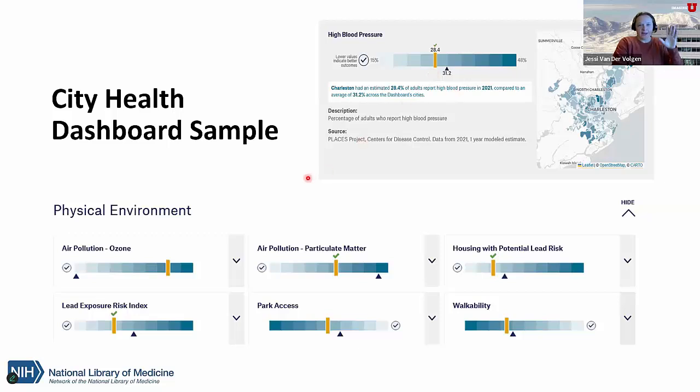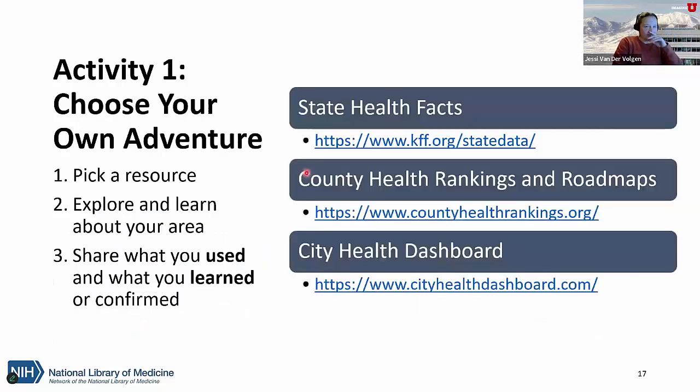You could spend a long time looking through these here. So I'm going to give you time to do just that. Let's move ahead to our first activity. I would like you to pick one of these resources that we just mentioned and explore and learn about your area for a few minutes. I'm going to invite you to come back and share which one you used and what you learned or confirmed that might inform the health programming or outreach that you would offer.